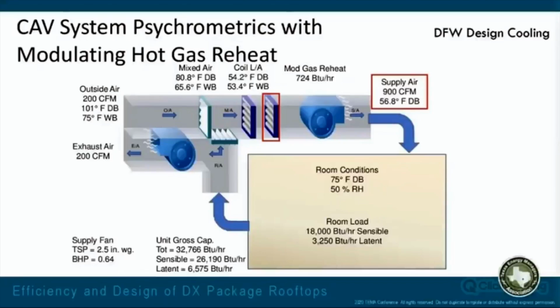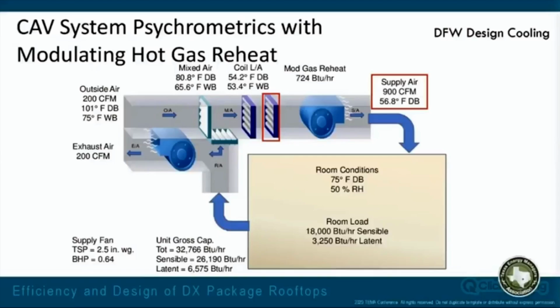So we need to solve our humidity problem. And the first way I want to look at to solve that problem is to add modulating hot gas reheat into this system. And we've got our same 18,000 BTU per hour sensible load, 3,250 BTU per hour latent load. Our supply air is 900 CFM, so we determined earlier that if we drop that supply air down, we'd get better humidity control out of the system.